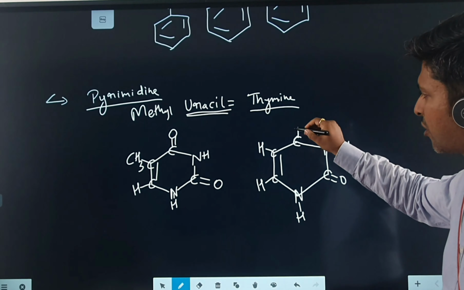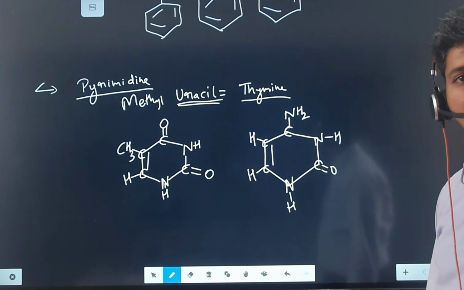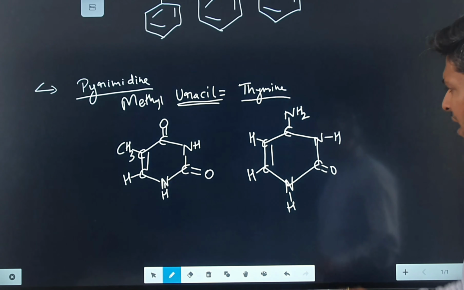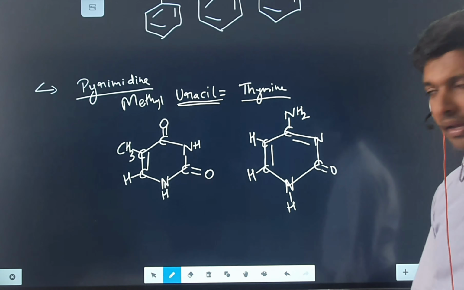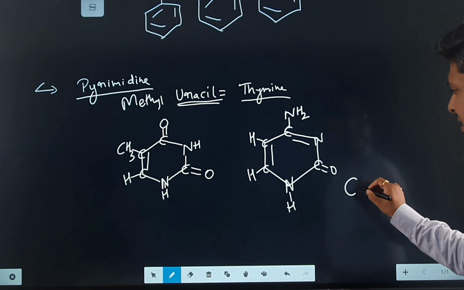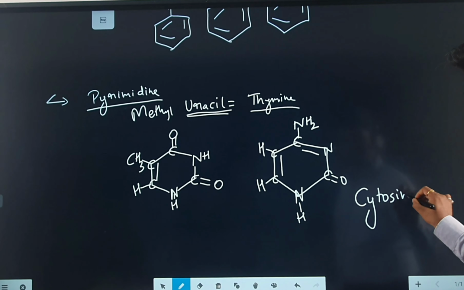So remove this C double bond O and attach an NH2 over here. The moment you remove the C double bond O, attach an NH2 and just satisfy the valency of the carbon and nitrogen by putting a double bond over here, baat khatam ho gayi. This becomes what? Cytosine.